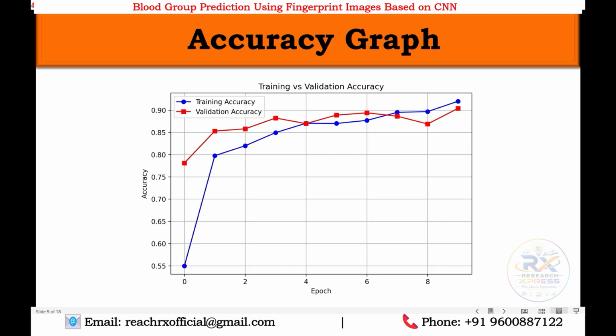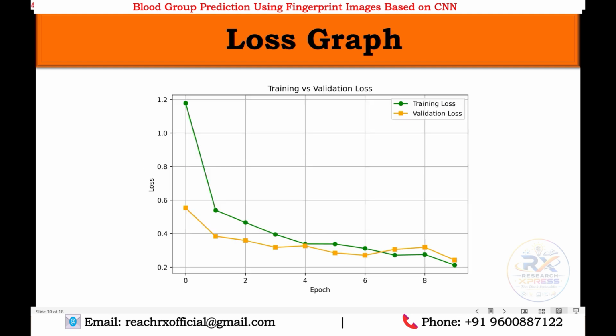Next, accuracy: training and validation accuracy. We have achieved better results. Next, loss. The loss will be reduced. In every project we have to reduce the loss. Loss here is 1.2, here 0.6. Both are reduced to a minimum level.